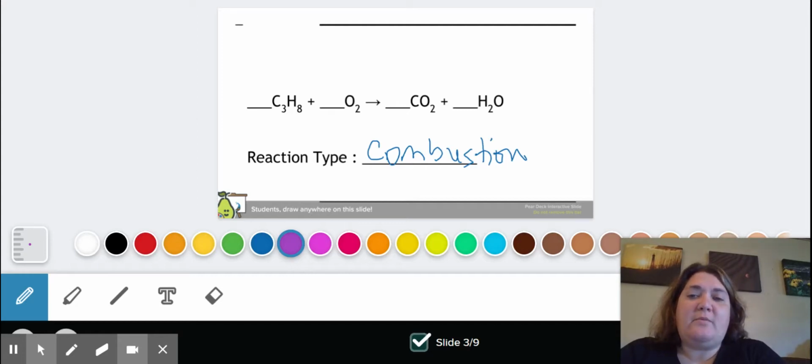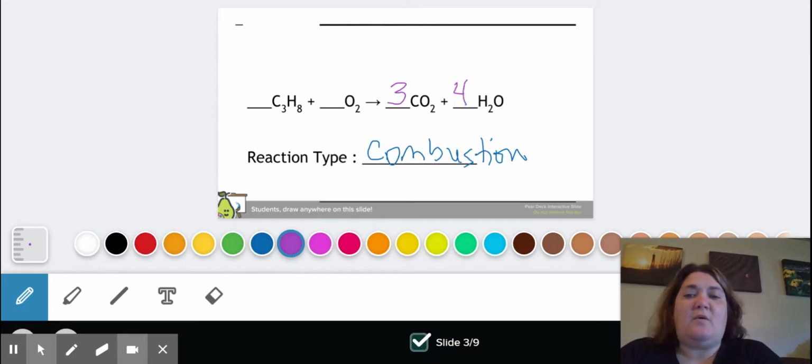So here we have our carbon, we've got 3 on the left. On the right, we only have 1, so we need to multiply that by 3. Then our hydrogen on the left, we have 8. On the right, we only have 2. So what number would multiply 2 to get 8? Right, that would be 4.